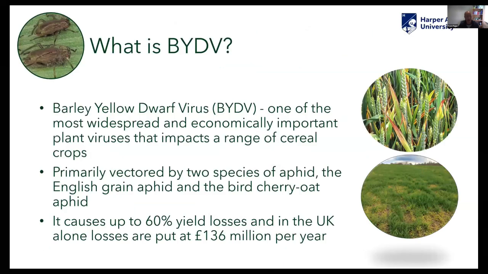So that's the background. Specifically, the summer studentship focused on the management of barley yellow dwarf virus. And so, quick introduction to barley yellow dwarf virus, or BYDV. It's a very widespread, economically important plant virus affecting a range of cereal crops such as wheat and barley. It's primarily vectored by aphids, particularly in the UK by two species of aphid, hence the entomological focus here, the English grain aphid and the bird cherry oat aphid. So the aphids bring the virus into the crop, and then they spread the virus within the crop.